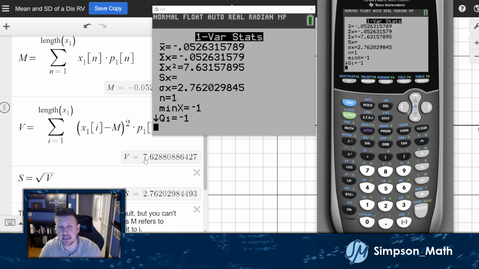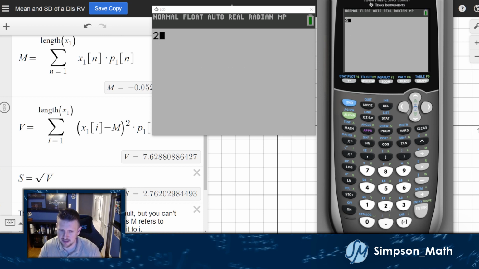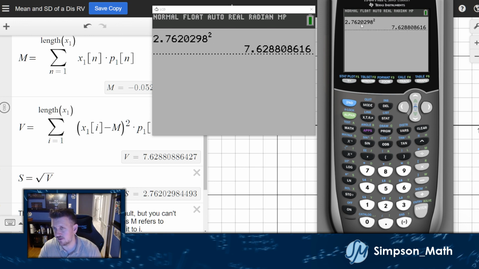Now, if I needed to get the variance, the best way is to just press second, answer, and type in your value to a lot of decimal places. So 2.620298, sure, that's enough. And then square it. And then out to at least a good amount of decimal places, it should be pretty accurate.